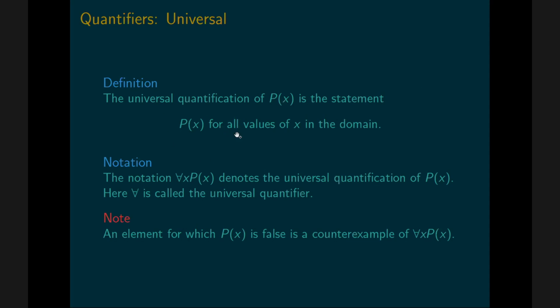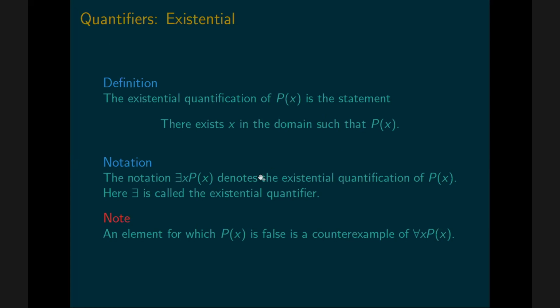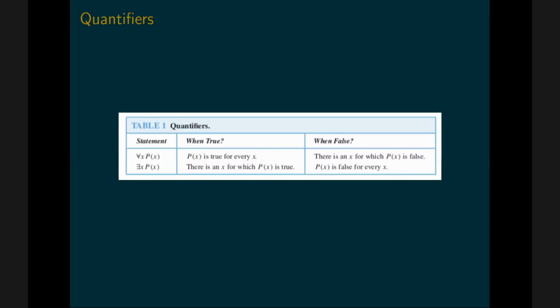The universal quantification of P(x) says that P(x) is true for all values x in our domain, and we use this inverted A: for all x, P(x). And we have the existential quantification, which says that there exists at least one x in the domain such that this is true. Here we use this inverted E: there exists x such that P(x). Is it clear to everyone? You all remember that, right?